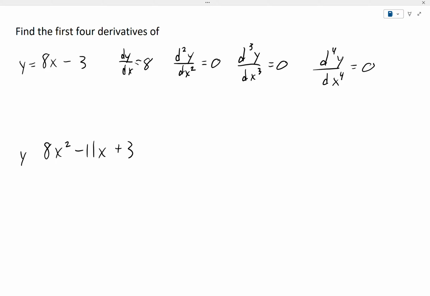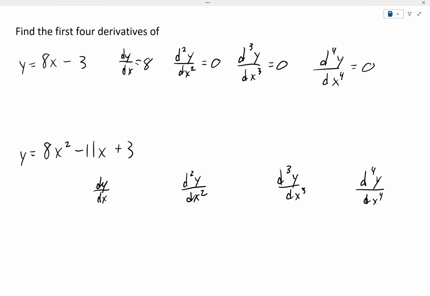We have another polynomial down here. y is equal to 8x squared minus 11x plus 3. So once again, they're saying what are the first four derivatives of this function? So what's dy/dx? What's d squared y/dx squared? What's d to the third y/dx to the third? And what is d to the fourth y/dx to the fourth?